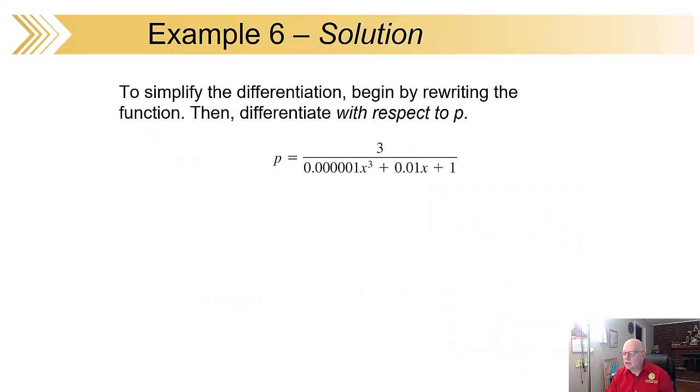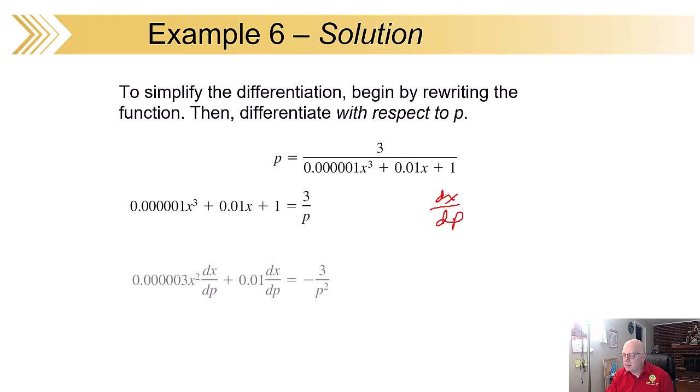First of all, there's our original equation. We're going to rewrite this just slightly. We're going to write it like this so that the p is on one side by itself. That's going to be handy because we want dx/dp, and the p is on this side. So what do we get? Okay, let's differentiate with respect to p.